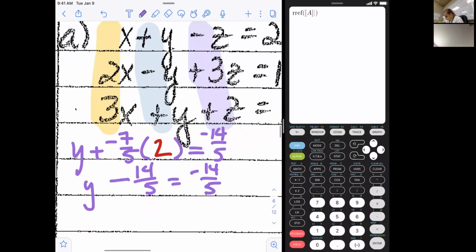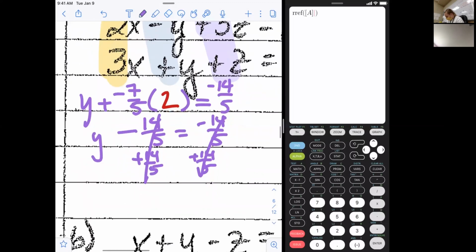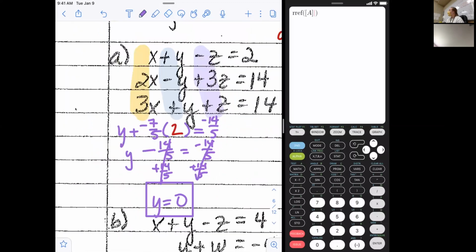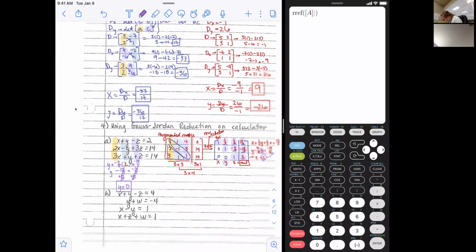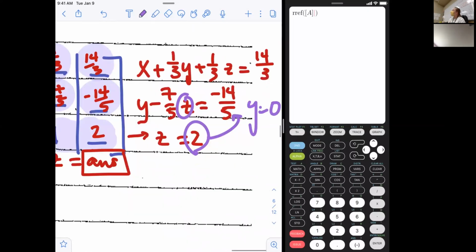Now I'm going to add 14 over 5 to both sides. Oh, nice. They're both negative, so they both cancel. So I get y equals 0. Okay, so I've solved for y, I've solved for z. Now I need to use both y and z to plug into the first equation to find my last variable, which is x. And you can even write y equals 0 over here to keep everything straight.